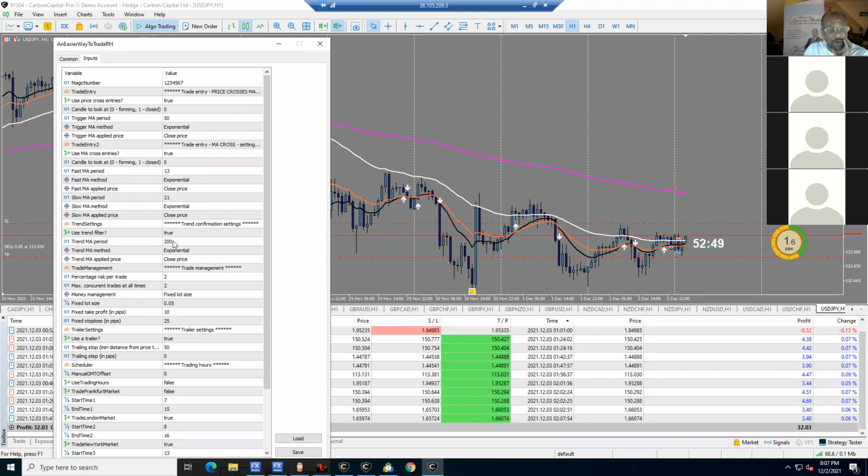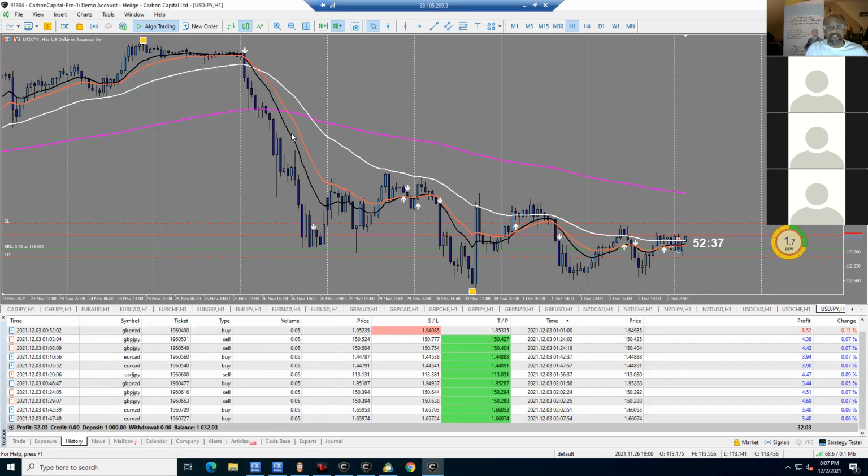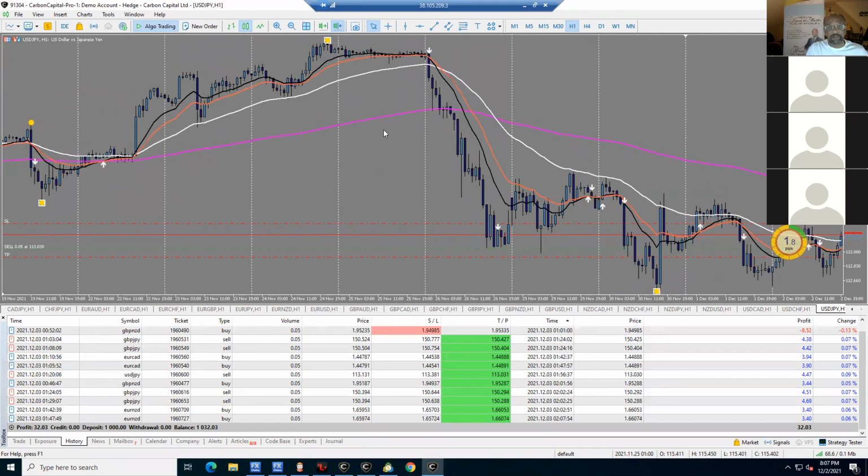So I'm going to leave this always at 200. Again, you will be able to select whatever MA you want. If you change it here, you'll want to change it on your chart so you can see it. I like the 200 exponential. So what that means is, with price cross entries, if price is below the 200, it's only going to take sells below the 200. It's only going to take buys above the 200.